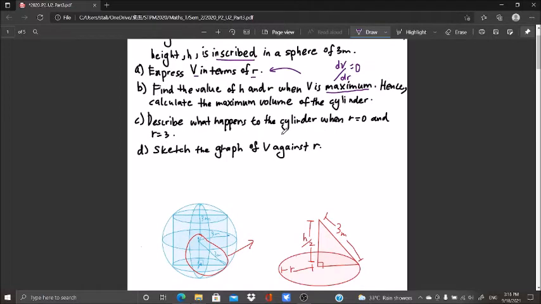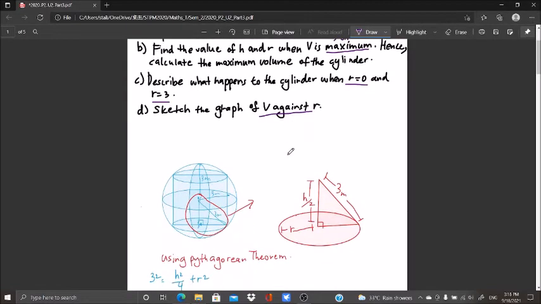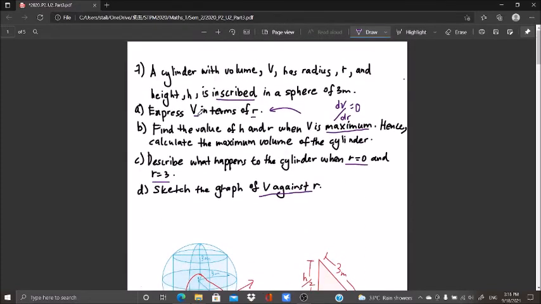7c: describe what happens to the cylinder when R equals 0 and when R equals 3. 7d: sketch the graph of V against R. You can see that questions 7a, b and c actually serve question 7d. All of this is for us to plot 7d correctly, so that 7d can be verified. So we come to 7a first.